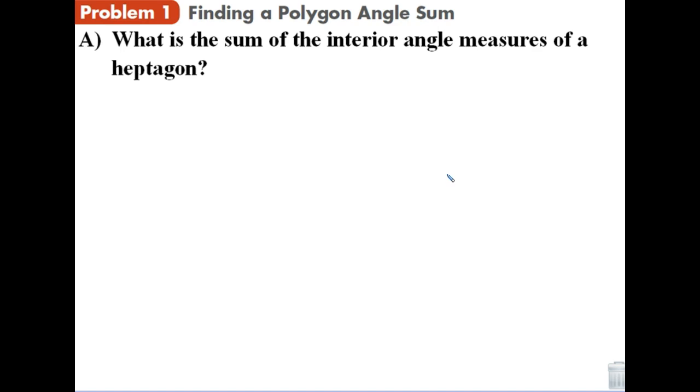All right, so let's use that formula. Problem 1, Part A, asks, what is the sum of the interior angle measures of a heptagon? Now first off, heptagon means 7 sides. So in this case, my n, my number of sides, is 7. I can use that n minus 2 times 180 formula. Again, if I know my n, this will give me what the interior angle sum is.